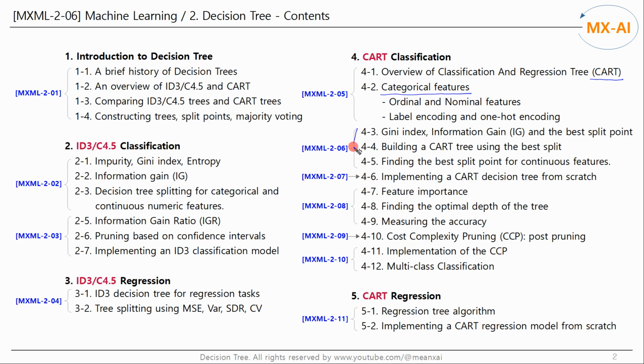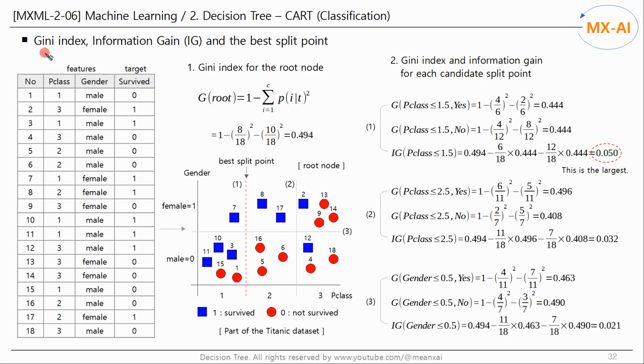In this video, we will look at how to find the best split point using the Gini index and information gain, and use it to build an optimal CART tree. Now, let's look at the Gini index, information gain, and how to find the best split point. Let's use this small dataset to build a CART decision tree.